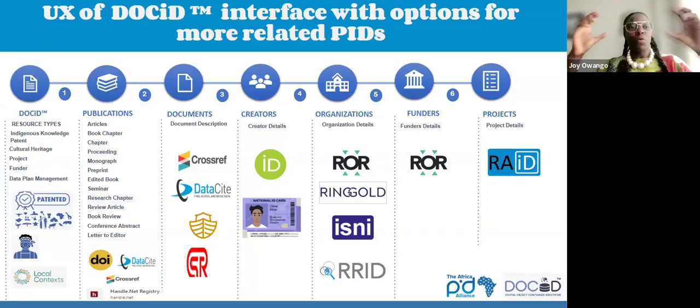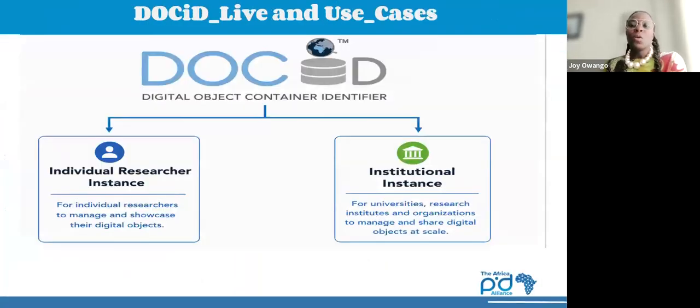All this is assigned within one ecosystem, and that DOCiD is a persistent identifier. This is such rich metadata that covers both primary and secondary data as well. Now, we went a step further because we realized that this is not only an institutional problem, it's also an individual problem. So we created two instances, one for individuals and one for institutions.